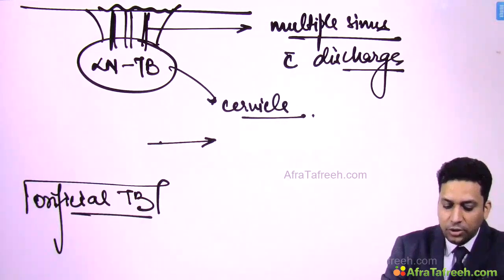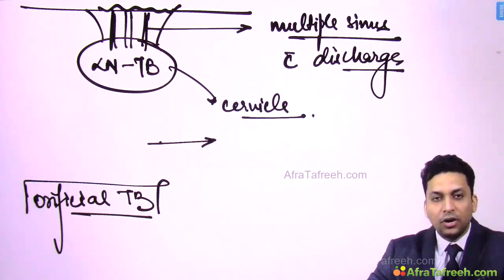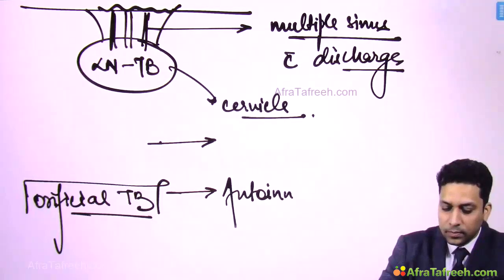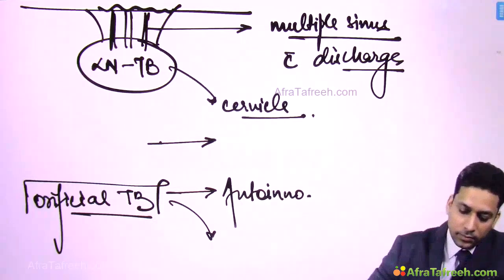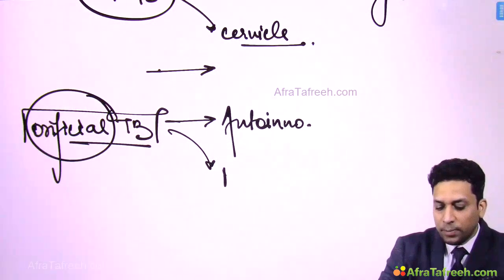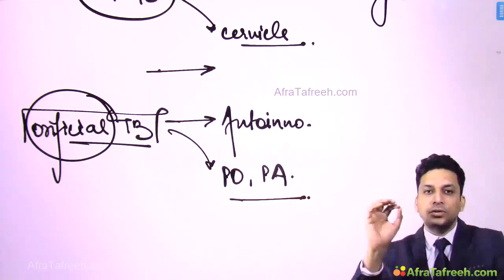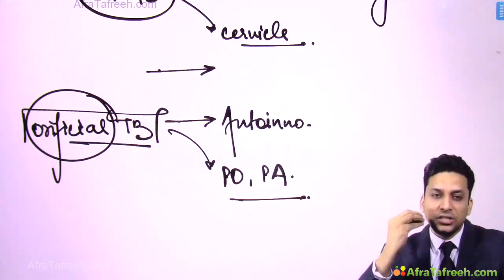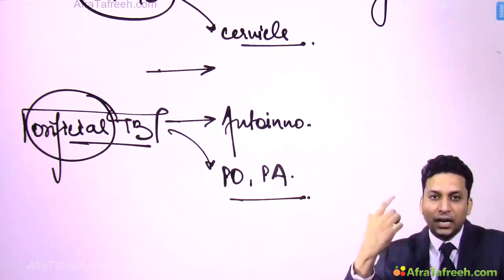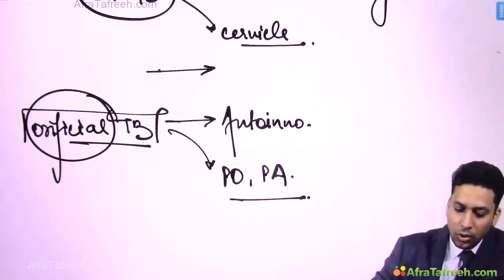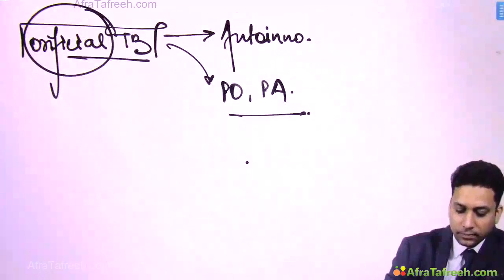Then orificial tuberculosis. I already told you orificial tuberculosis is due to autoinoculation, as is obvious from the name itself. This generally involves the perioral and perianal area. Now this is not very important. You just remember that due to inoculation at these orifices, these lesions start developing around the lips and around the perianal area. So this is orificial tuberculosis, due to autoinoculation of infection.